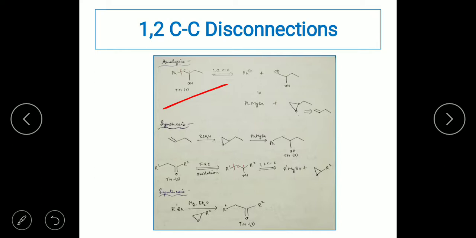The next process would be writing down the synthons. Here again, make sure that carbon 2 is given a positive charge, and the other synthon has an anion, a negative charge. The synthetic equivalent of Ph minus would be PhMgBr, a Grignard reagent, and the other cationic synthon would have an epoxide as the synthetic equivalent. At this stage, you can also make use of a further disconnection of the epoxide to an alkene.